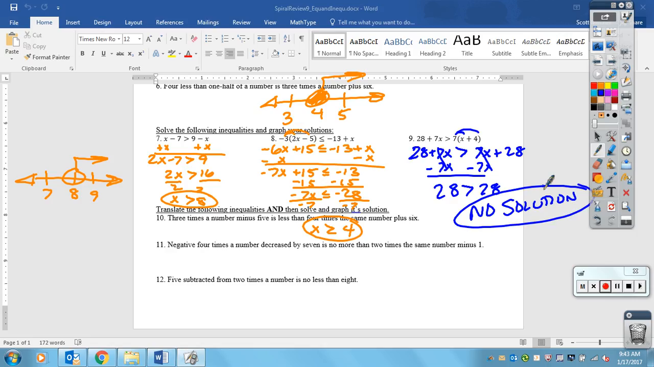The reason it's no solution is because this is not true. Is 28 bigger than 28? It's the same number, I know, but that's not true. If there were a line underneath, then it would be true. It would be all real numbers. In this case, though, there's no solution because 28 is not bigger than 28.